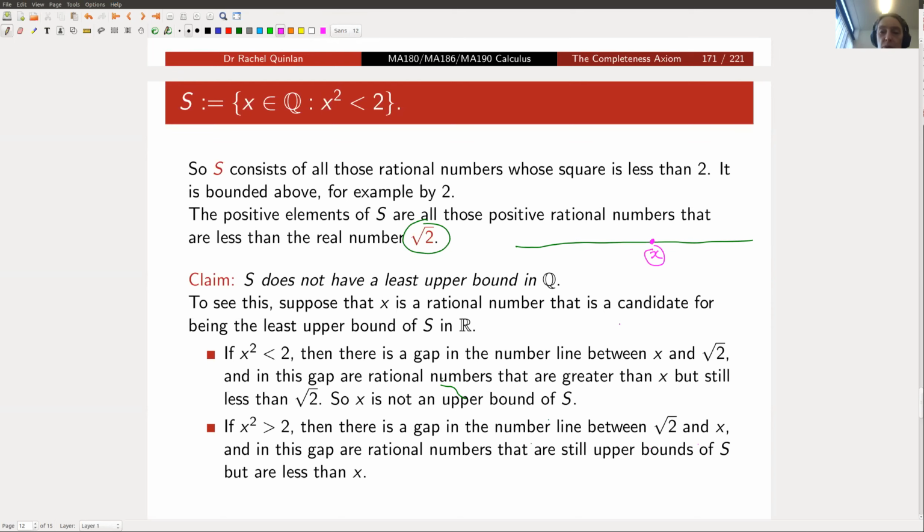So if x squared is less than 2, 2 is over here somewhere. x squared can't be equal to 2 because x is a rational number and 2 is not the square of a rational number. Okay, so that's a key point to observe here. x squared is definitely not equal to 2, since no rational number has square equal to 2. So the possibilities are that x squared is either less than 2 or greater than 2. If x squared is less than 2, then on the number line, there's a gap between x squared and 2. And in there are more rational numbers.